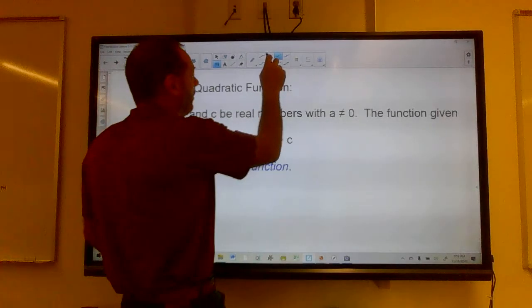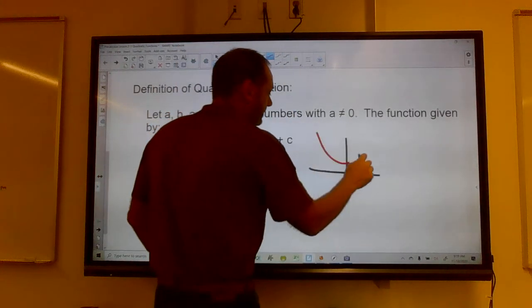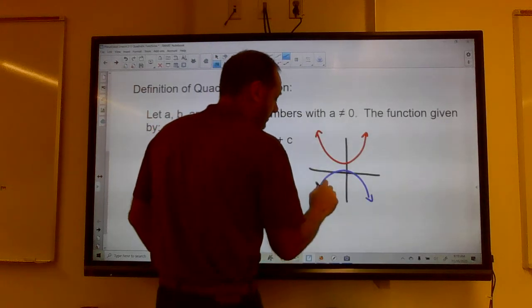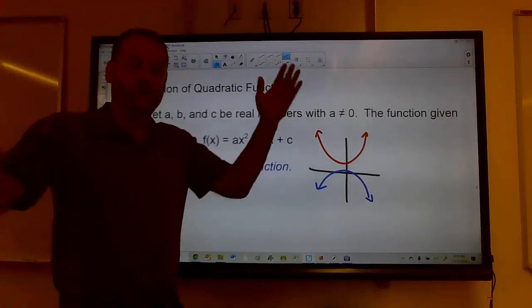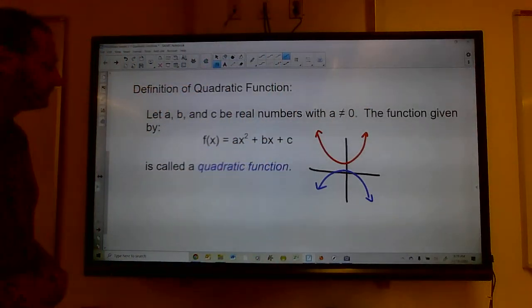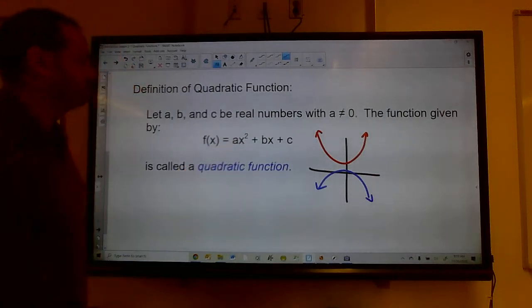All right, and all of these are going to look either like this or they're going to look like this. One of those two. Now they can get narrower, they can get wider, but they're all going to look like this. Your leading coefficient is a, the degree is 2.